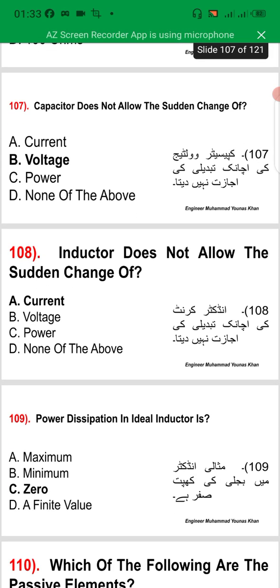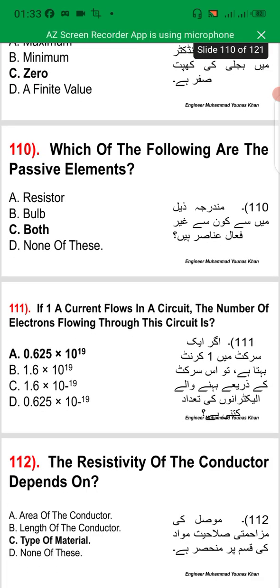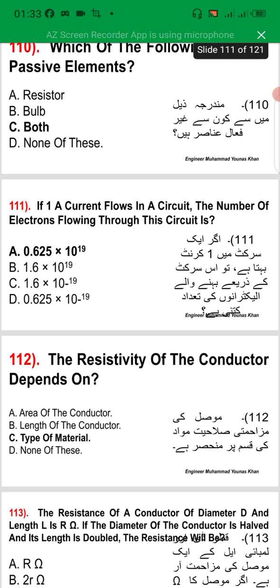Capacitor does not allow the sudden change of voltage. Inductor does not allow the sudden change of current. Power dissipation in ideal inductor is zero. Which of the following are the passive elements? Resistor and bulb both. If 1 ampere current flows in a circuit, the number of electrons flowing through the circuit is 0.625 × 10¹⁹. The resistivity of the conductor depends on type of material.